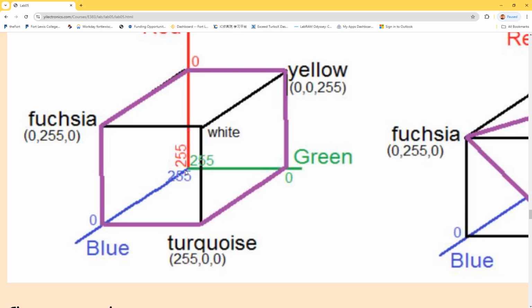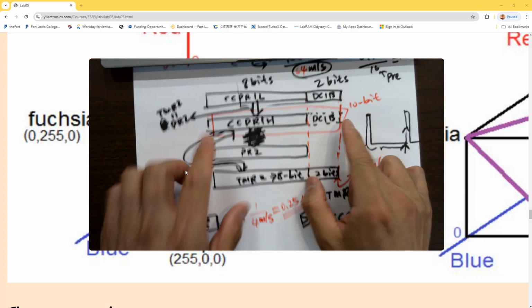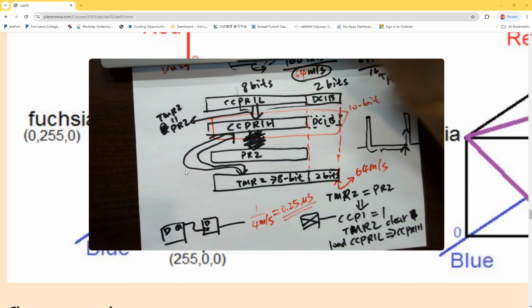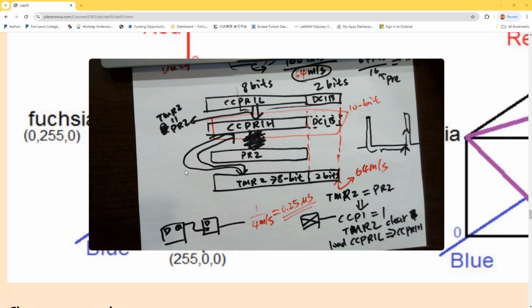Any questions on this? How would you pass in 256 if you only have 8 bits? It's not 8 bits, it's 10 bits. That's true, that's the whole point. So just treat them as 10 bits.